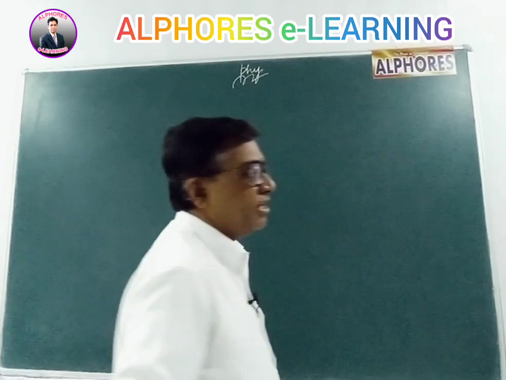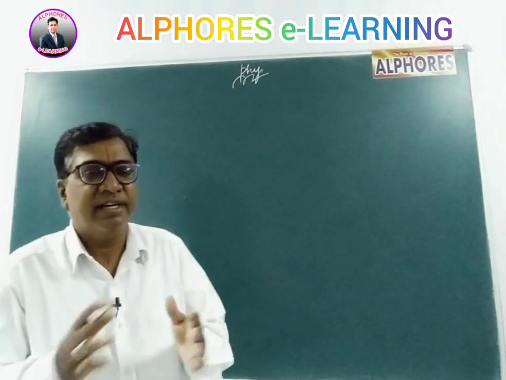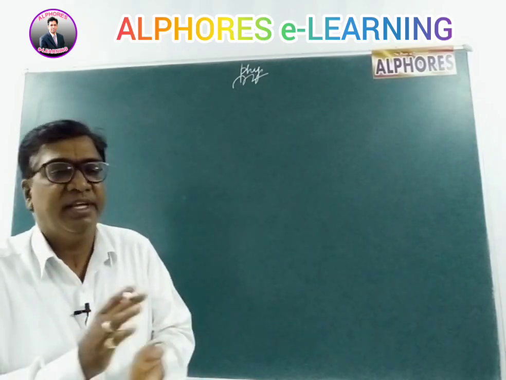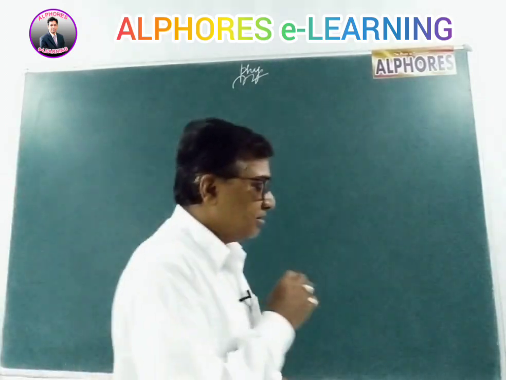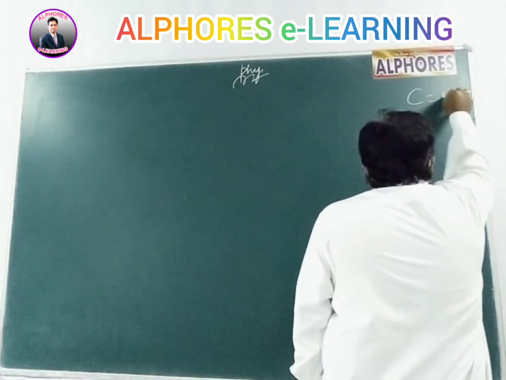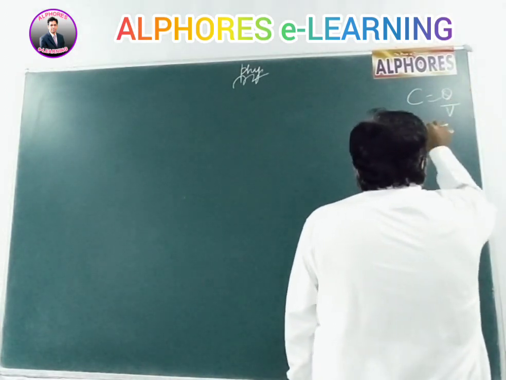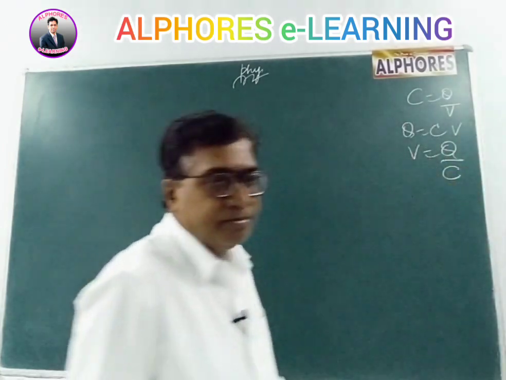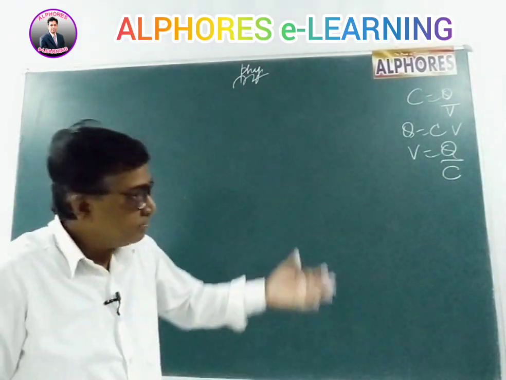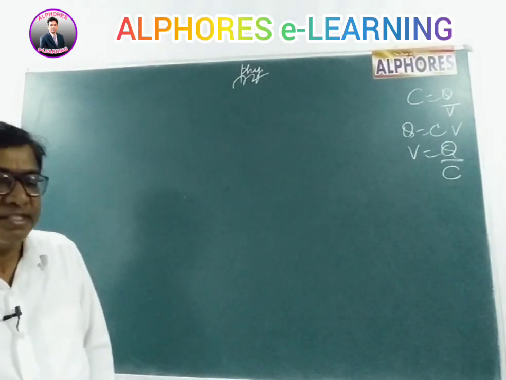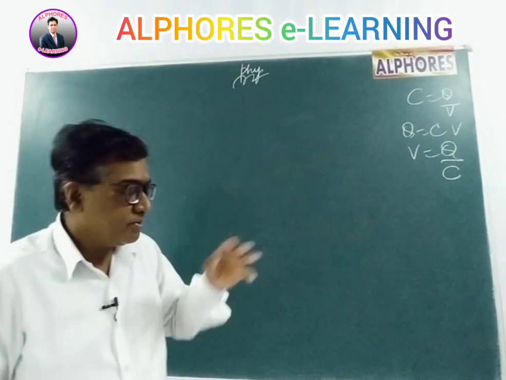We know capacitors are electrical devices to store charge. The amount of charge stored depends on the potential, Q proportional to V. Therefore capacity C is equal to Q by V, or Q is CV, or V is equal to Q by C. This is the basic formula for a capacitor, based on which you can find out all the various things.